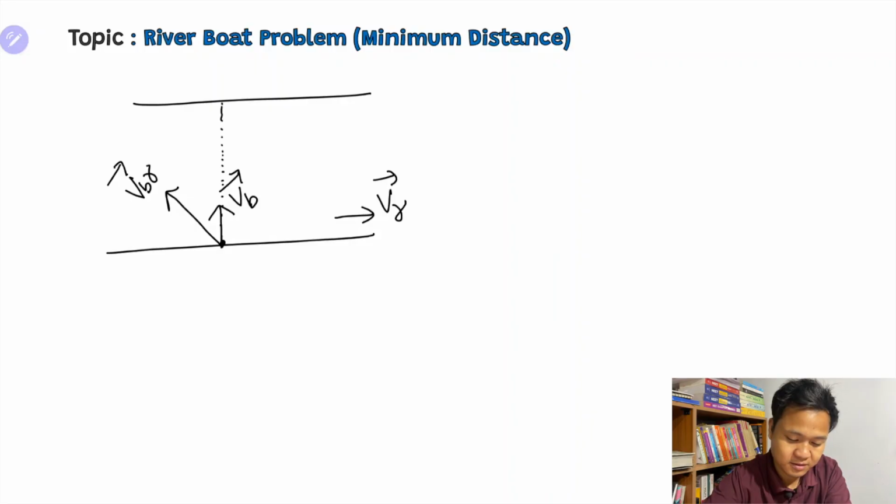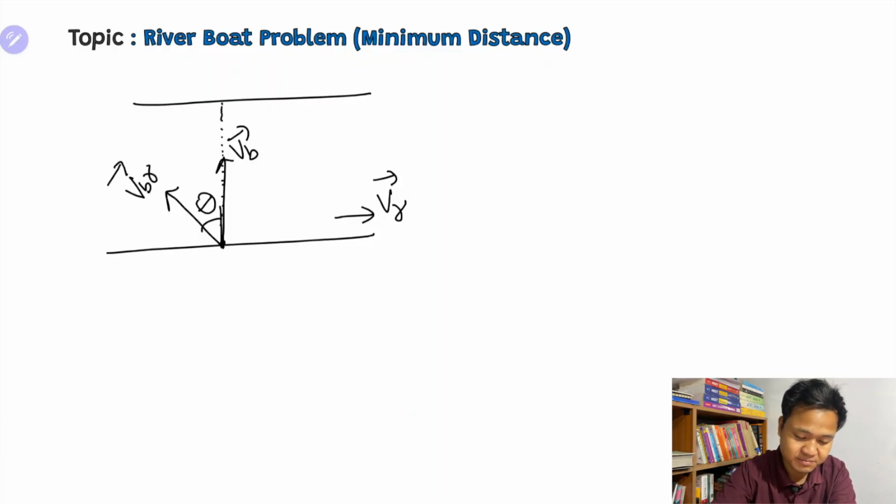If VB is along this side, then VBR, you have to try to go along this side, because the river is also pulling you that side. So only when you try to go along this side will your path actually be like this. Let's say at an angle, this is VBR, VB, and let's say this is theta.